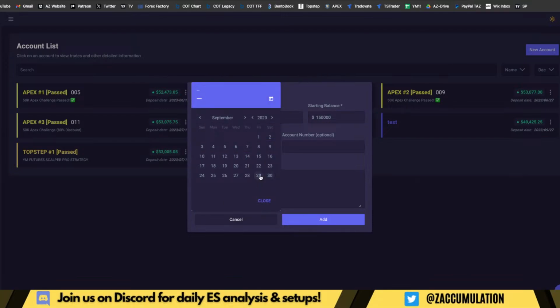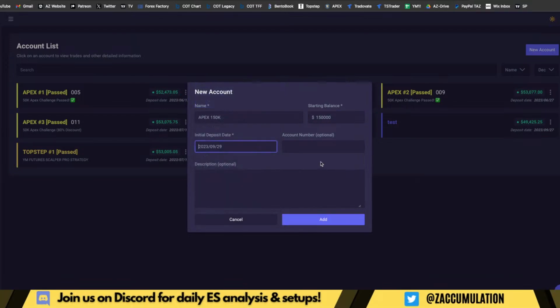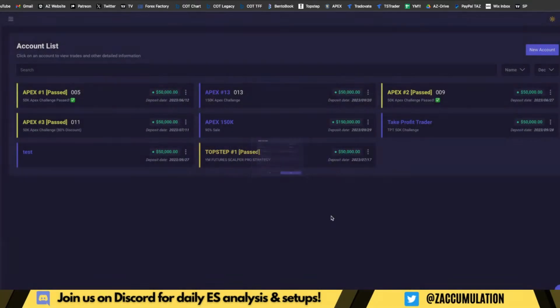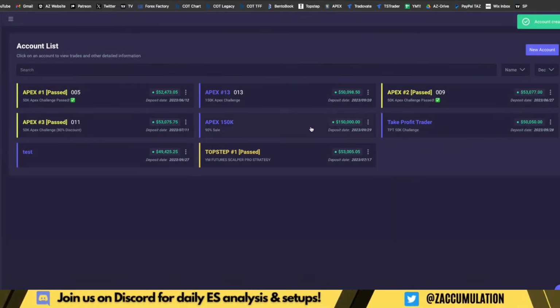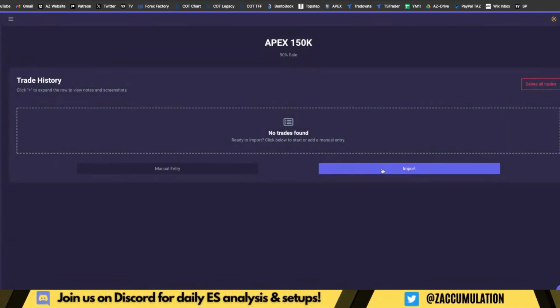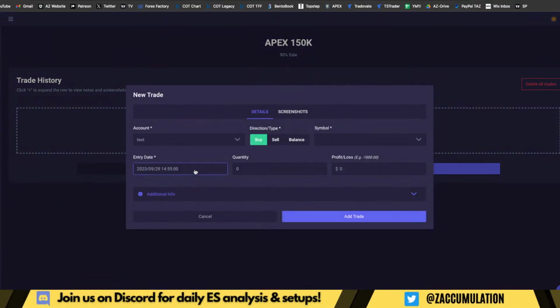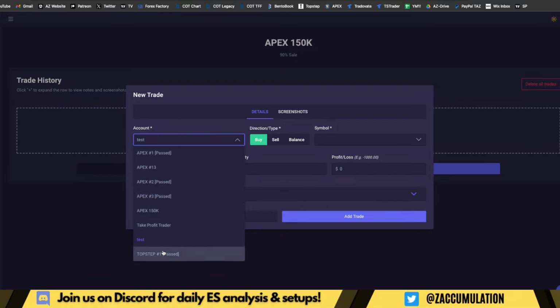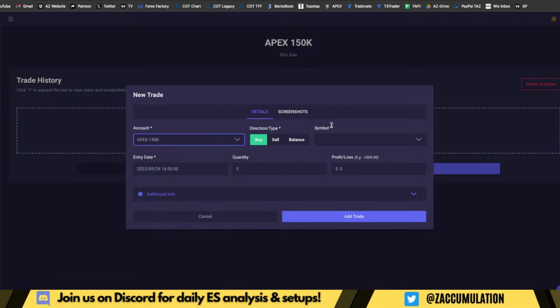So let me actually add this Apex 150k. 150k initial deposit day. I got that this morning. Account number doesn't matter. 90% sale. That should be enough. Where's it here? Apex 150k. And we're going to add a trade. We went long on Apex 150k, only ES1. 3 contracts.